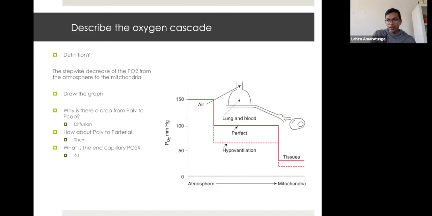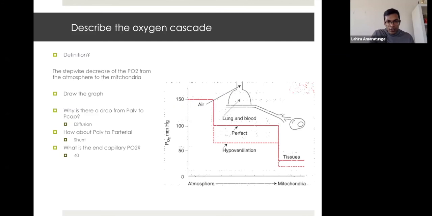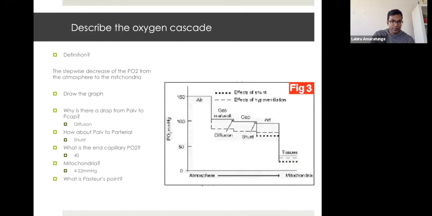So what is the level at the mitochondria? After it's been extracted, I thought it was about 5. So I've got 4 to mitochondria, 4 to 22, absolutely. And then at this point, you might get asked a question like, what is Pasteur's point? So what do you reckon? What is Pasteur's?